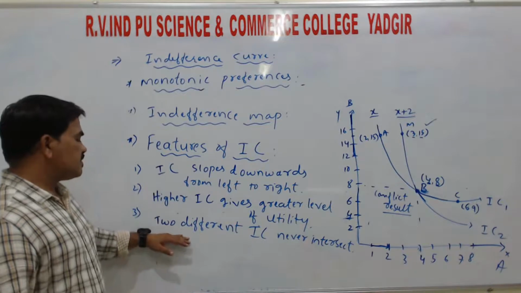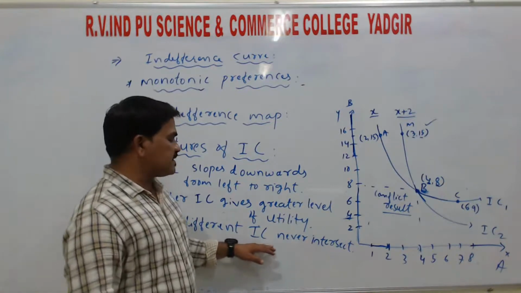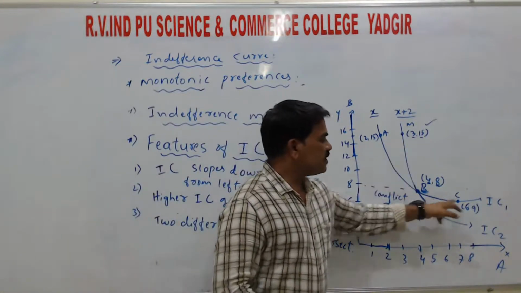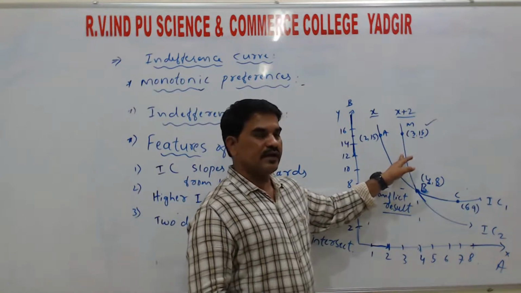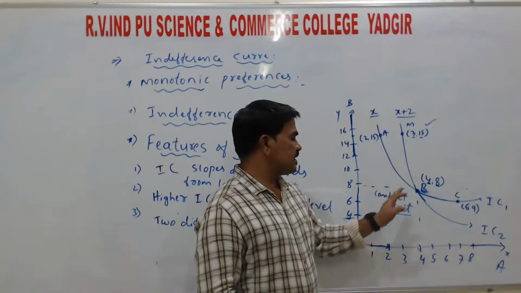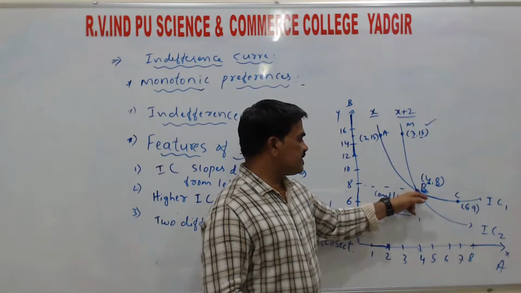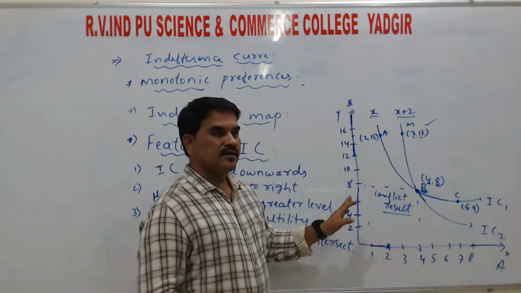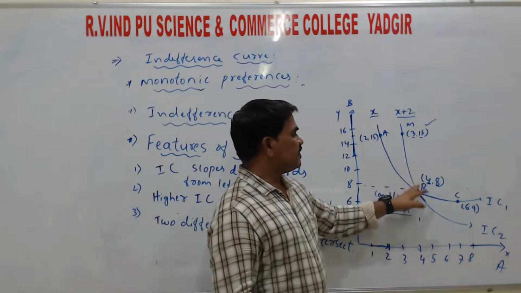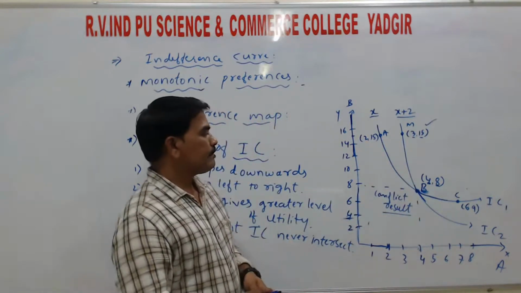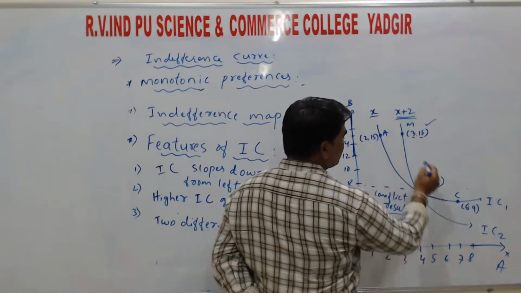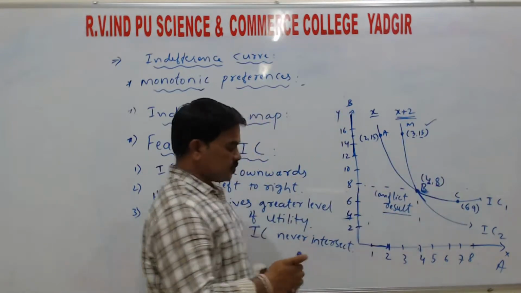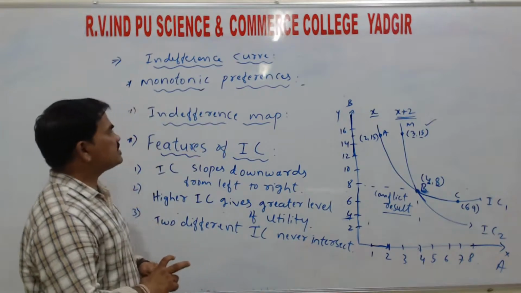And the third feature is that two different IC curves never intersect. Correct? Because of the indifference curve behavior, they will never intersect. If they intersect, it gives conflicting results. So that is why they will never intersect. To keep the utility the same on each bundle, they can't intersect. So these are the features of the indifference curve.